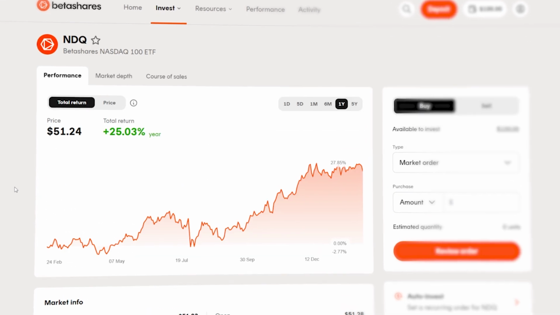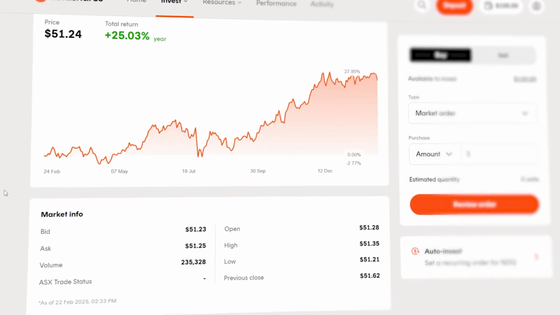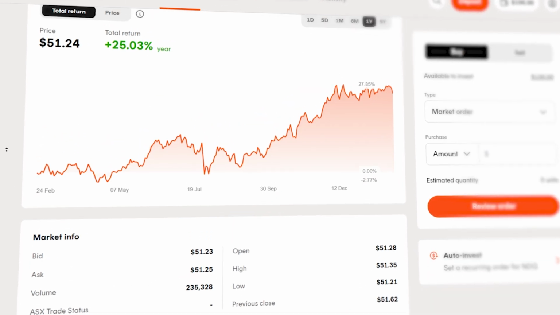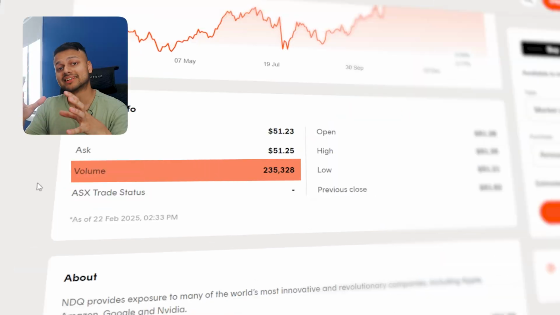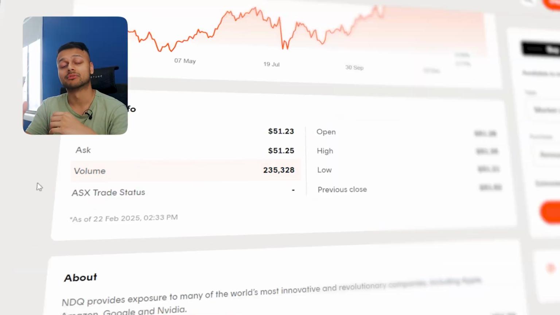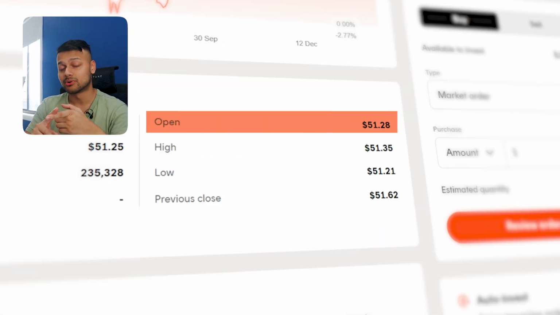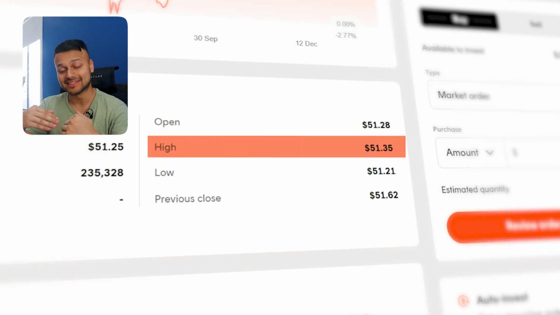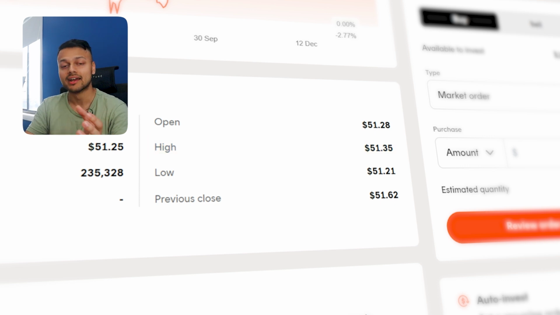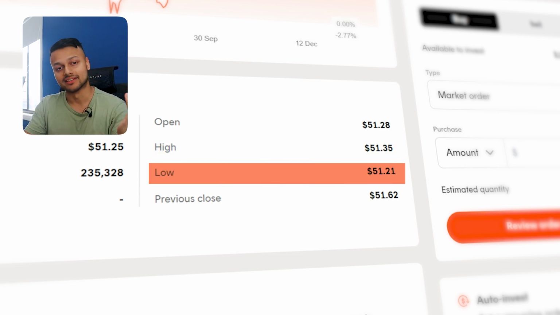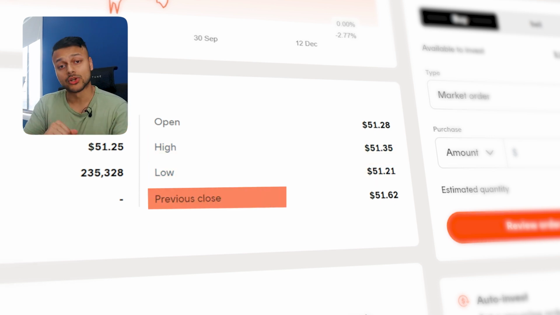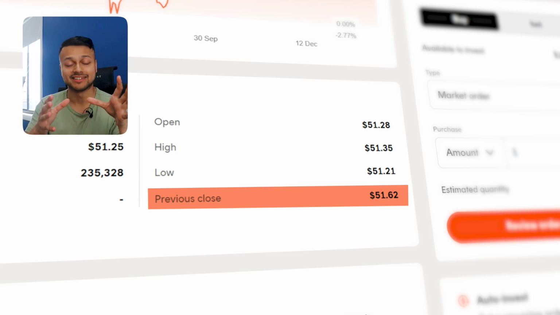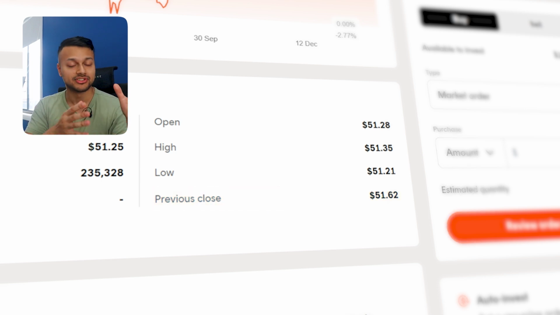So for this specific scenario, we can see that the price is $51.24, being exactly in the middle of the bid price and the ask price. Volume is basically the amount of units of this ETF that were traded in the given day. Open price is what price this ETF first opened up at when the market first opened. High price is the highest price this ETF went to in the given trading day, and low price is the lowest price that this ETF went to in the same day. And previous close refers to the previous price the ETF closed up at in the previous trading day.